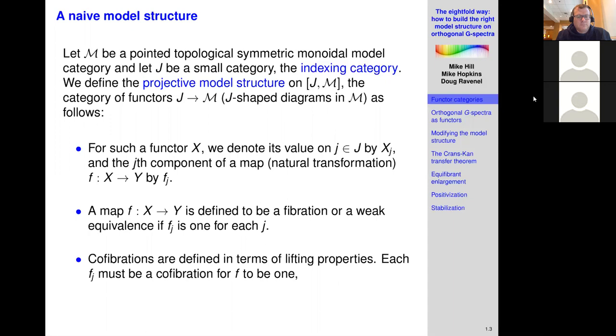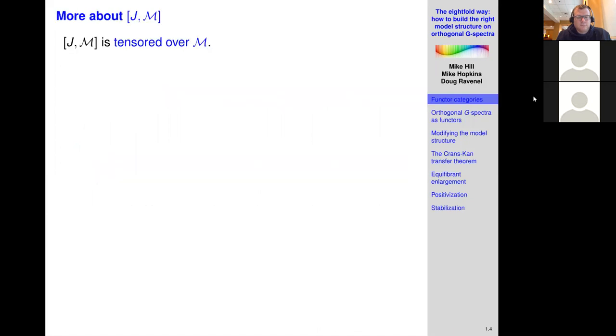If F is going to be a cofibration, that means each of its components is a cofibration, but that condition is not sufficient. You need a little more than that. Anyway, this is known as the projective model structure on the category of functors from J to M, or the category of J-shaped diagrams in M.